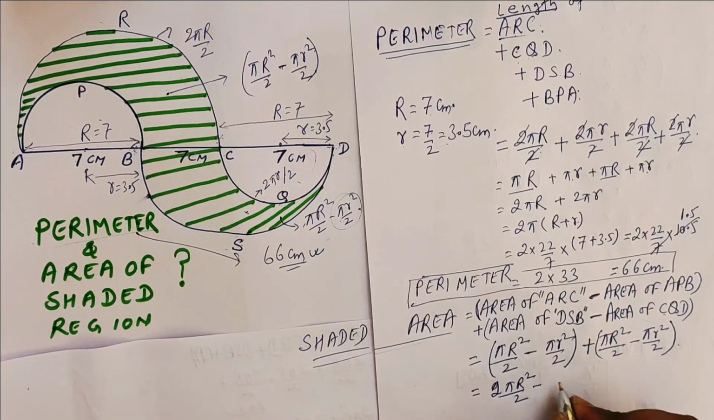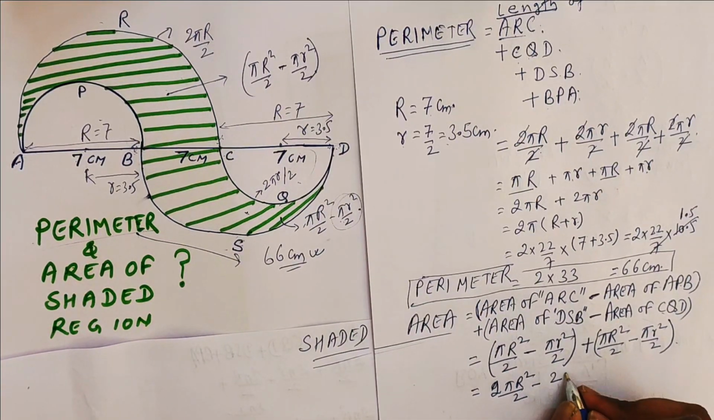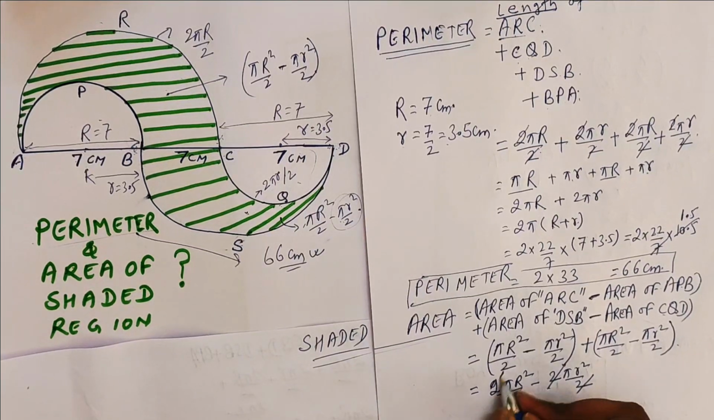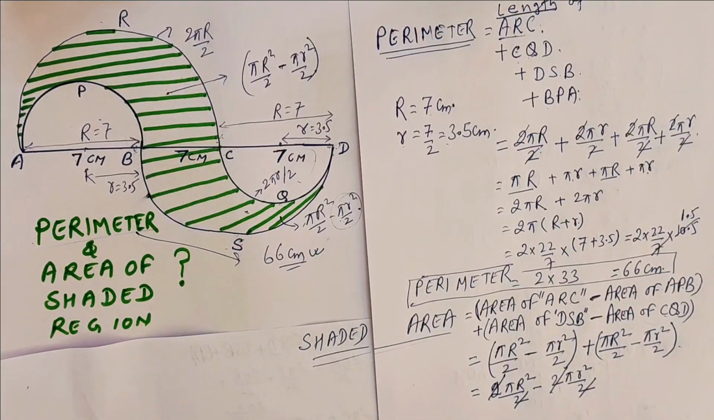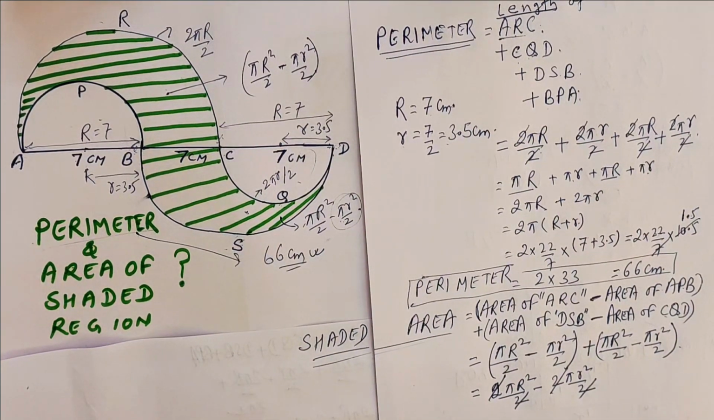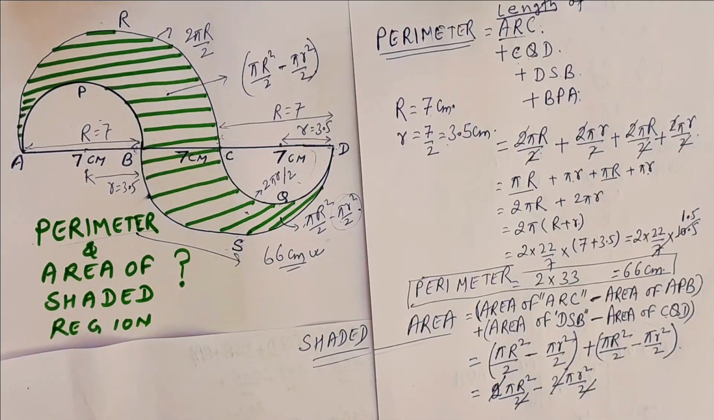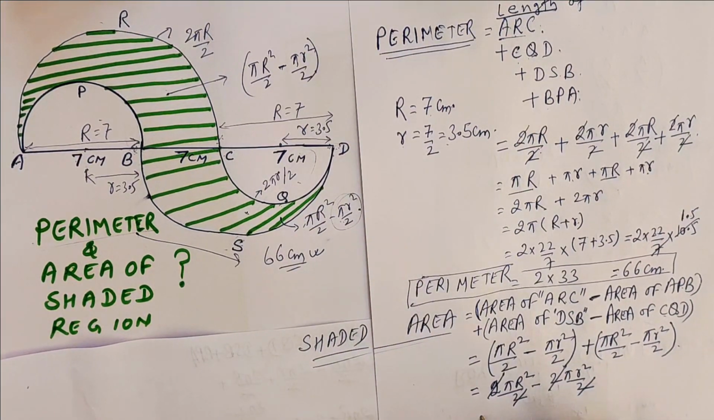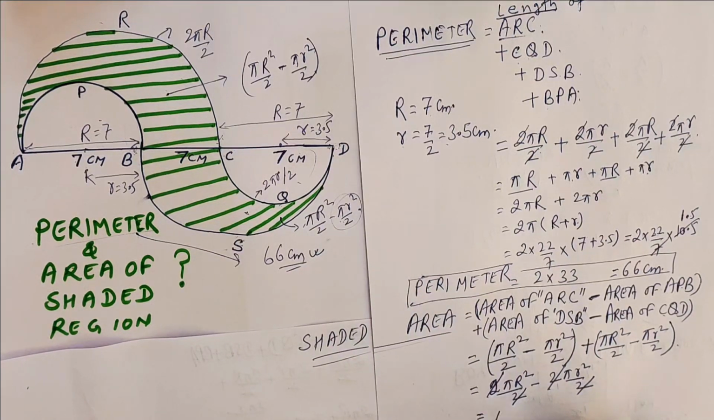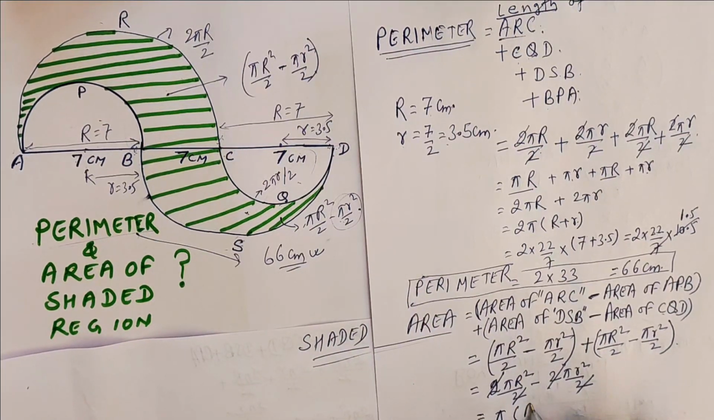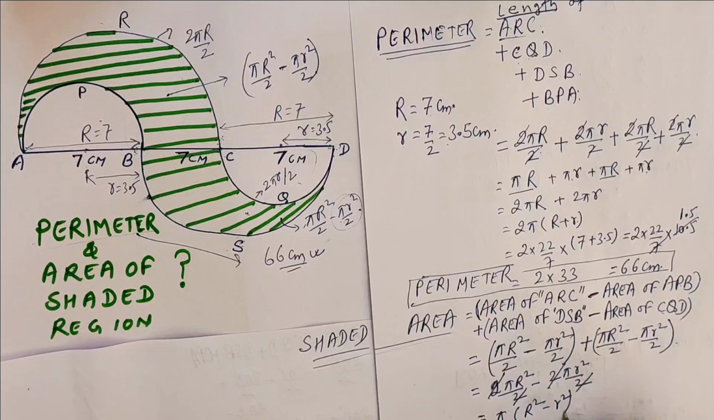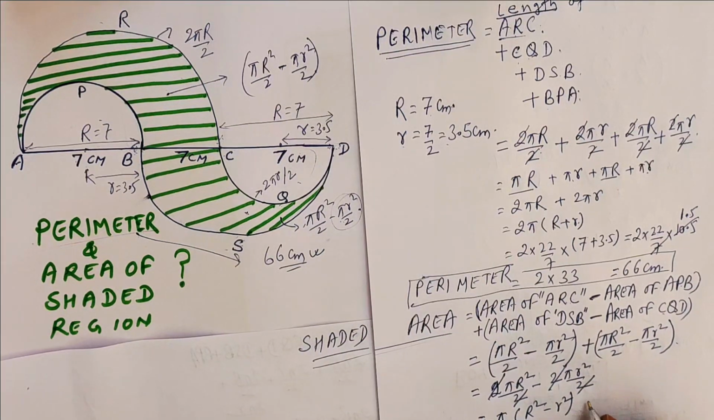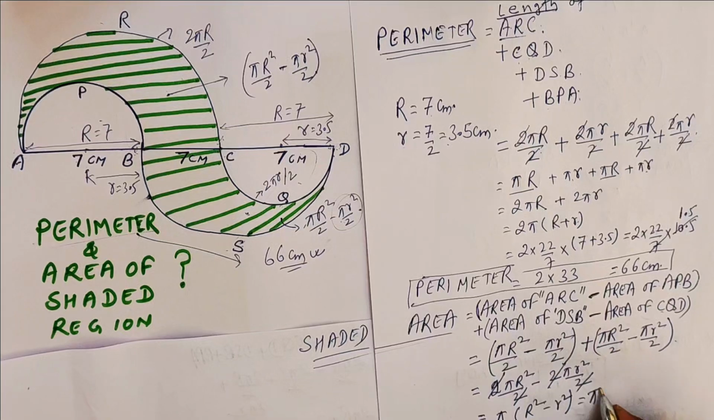And when you add up, pi R square by 2 and pi R square by 2 will be added up, so it will be 2 times pi R square by 2. And similarly, the smaller semicircle area will be deducted 2 times. So the subtraction will be minus 2 times pi small r square by 2, and the 2 and 2 will cancel out, and we are left with pi times capital R square minus small r square.